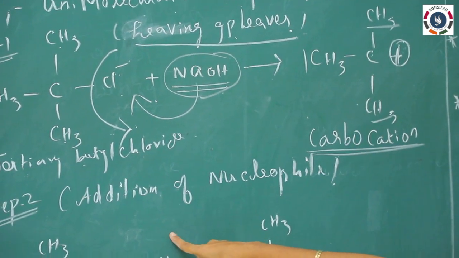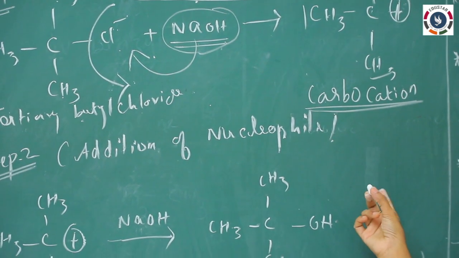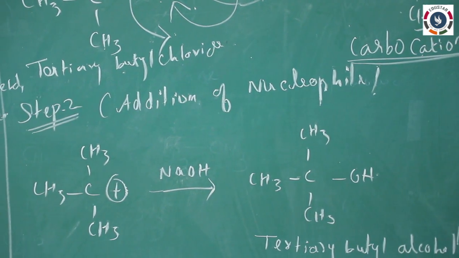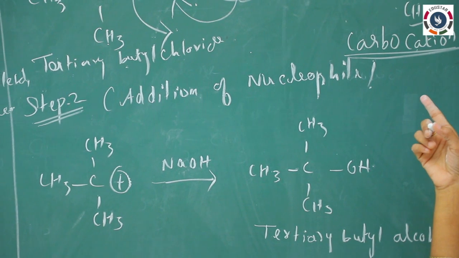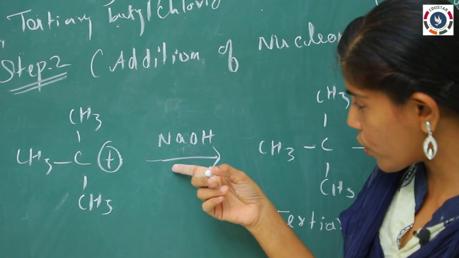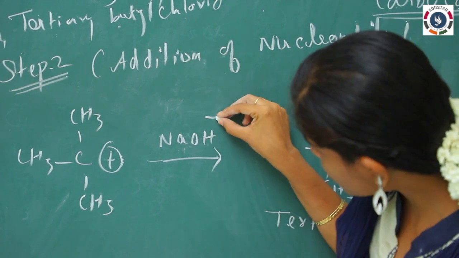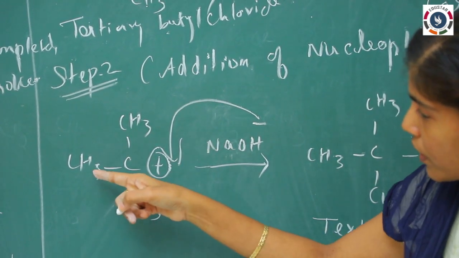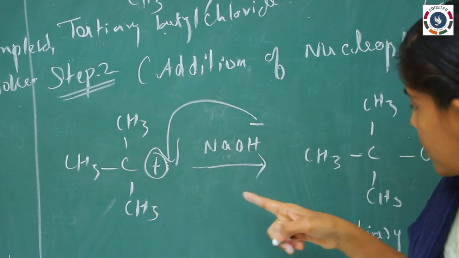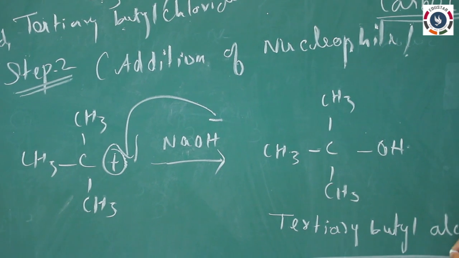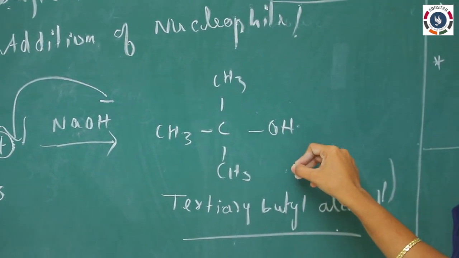In the second step, the nucleophile is going to be added to the substrate. That is the carbocation formed in the first step. That carbocation will add with the sodium hydroxide, so this OH minus ion is going to attach here. What will we be getting? This tertiary butyl alcohol. This is the SN1 reaction.